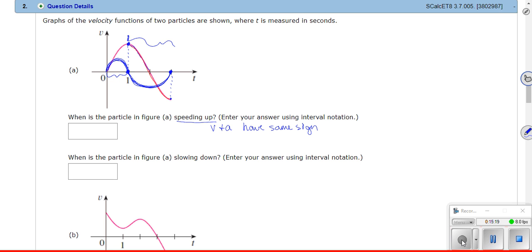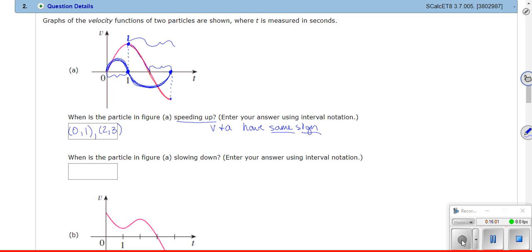So just based on that, it says, when is the particle in figure A speeding up? Well, again, speeding up is when velocity and acceleration have the same sign. So the first thing I see would be the interval (0, 1). I know it's going to have to be speeding up, and we don't include the endpoints, just FYI. And then when else would it be speeding up? Having the same sign would also be from here to here, right? They're both negative. So this would also be from 2 to 3. They would have the same sign.